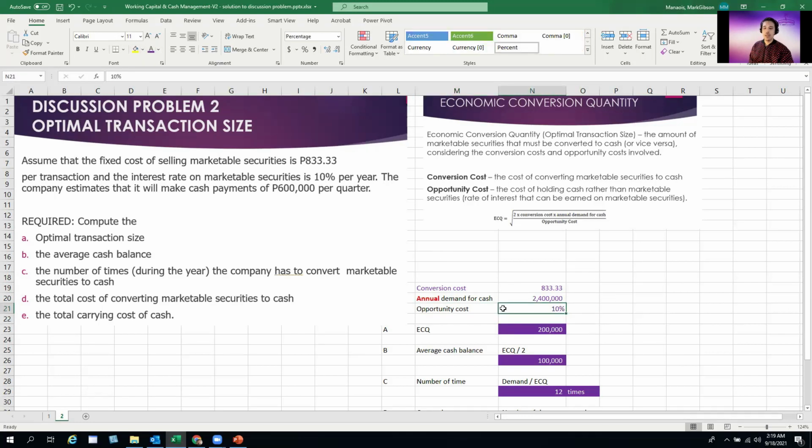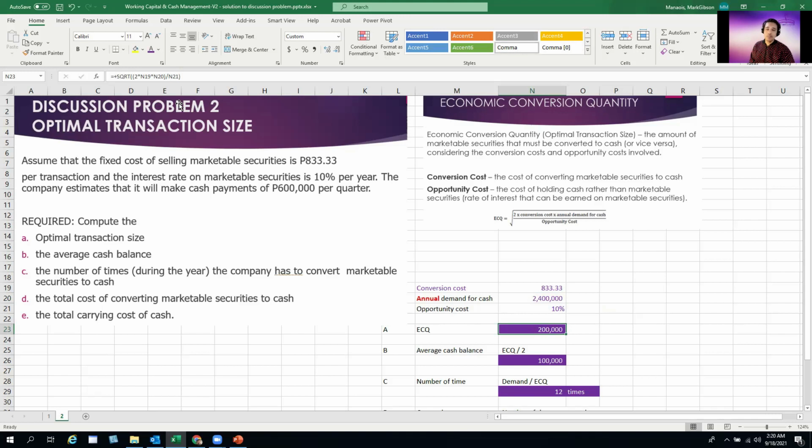Sige. So dahil meron na tayong lahat ng factors or elements to calculate ECQ, pwede na natin derive. Like sabi ko class, ang gamit natin ngayon is Excel. Pero syempre, when you're using your calculator, you have to make sure that you're getting also the same result. So square root of 2 multiplied by 833.33 multiplied by 2,400,000 divided by 10%. Unahin mo muna yung sa loob. Get the square root. So the ECQ is 200,000 pesos.